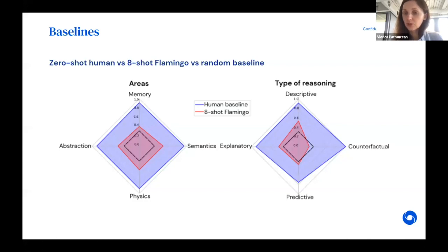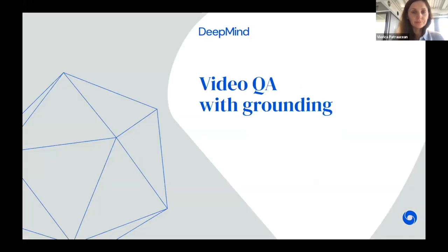We can see that Flamingo does struggle with counterfactual reasoning. It does better on descriptive reasoning, which is to be expected given that most of the existing training data is mostly of the descriptive type. Also in terms of areas, Flamingo struggles more with memory tasks and does better on semantics. I think all of these are to be expected.